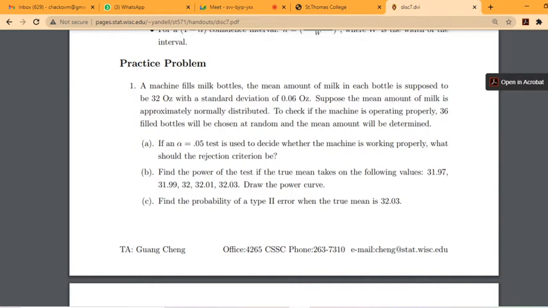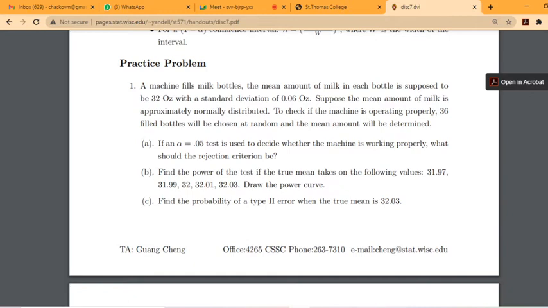Now the second question is: find the power of the test if the true mean takes on the following values: 31.97, 31.99, 32, 32.01, 32.03. So we have to compute the power based on the alternative cases. The null hypothesis is 32, and the alternative cases are 31.97, 31.99, 32, 32.01, 32.03. Then we have to draw the power curve, and find the probability of type 2 error when the true mean is 32.03. So I think you got the idea of the problem.